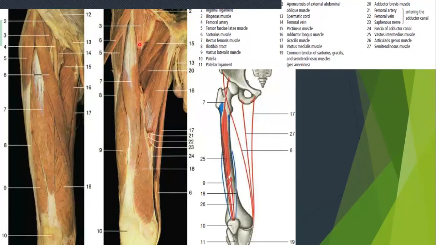Then here we have cut and reflected the sartorius to expose the adductor longus. And which muscle is this, which also forms the floor of the femoral triangle? That must be pectineus. Then deep to both of these, in the anterior layer, together now with the gracilis here. This is gracilis. So deep to it, in the middle layer, that is your adductor brevis. See adductor brevis.